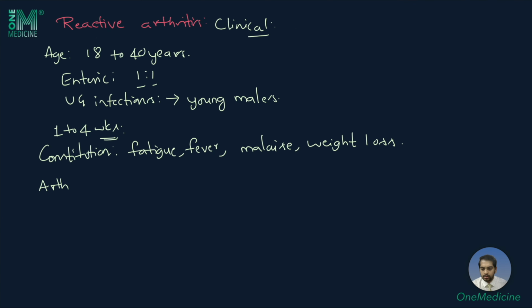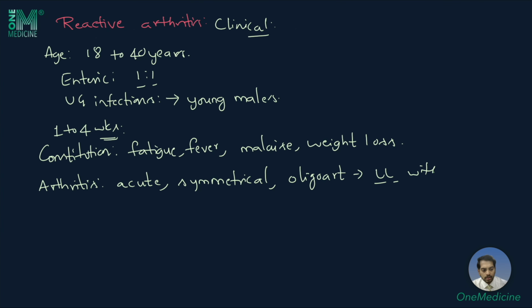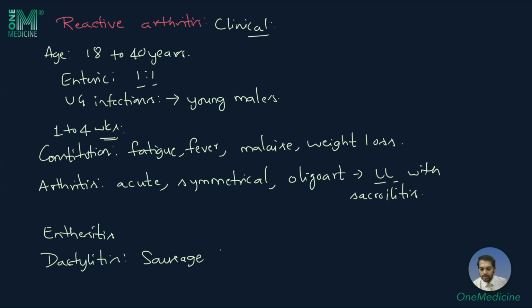The arthritis is classically acute, symmetrical, oligoarticular, and predominantly involves the lower limb with sacroiliitis. Other inflammations include enthesitis, dactylitis, which is also called sausage finger. There can also be plantar fasciitis and Achilles tendinitis.